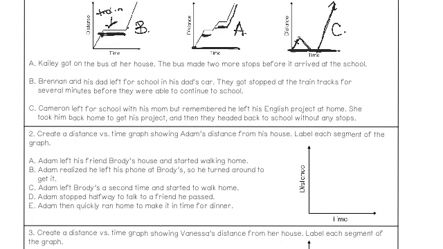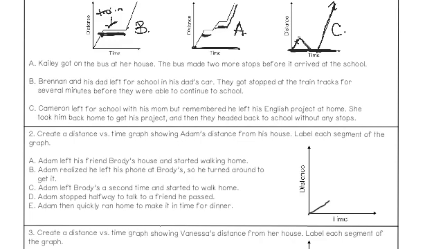Okay, so assuming you paused it and you now have a graph that you can compare it to, Adam left his friend Brody's house and started walking home. So a walk is not going to be a straight line up or a real steep line, because that's going to be increasing your distance in a quick amount of time. A walk is a casual stroll. So we're going to do kind of a slant like this.